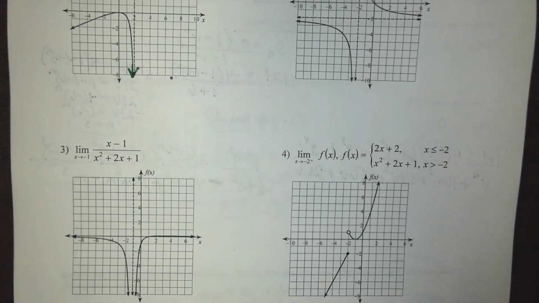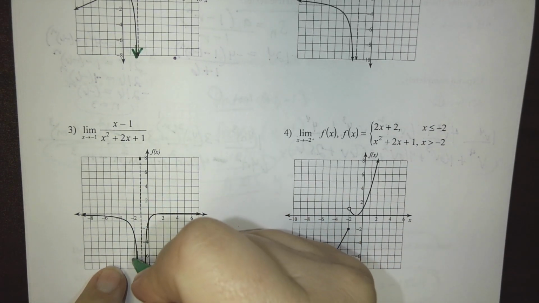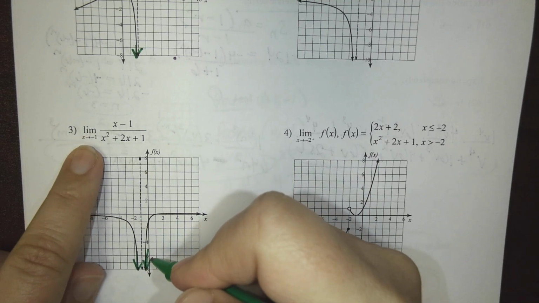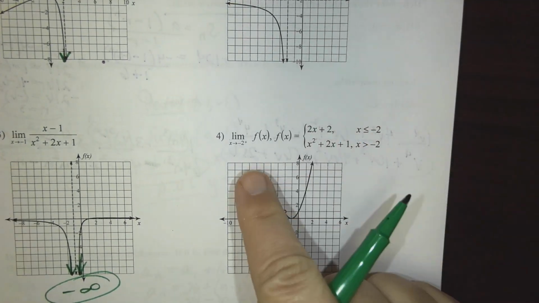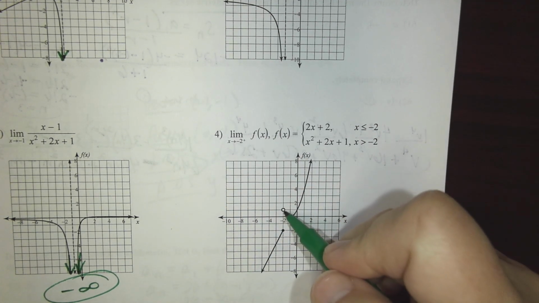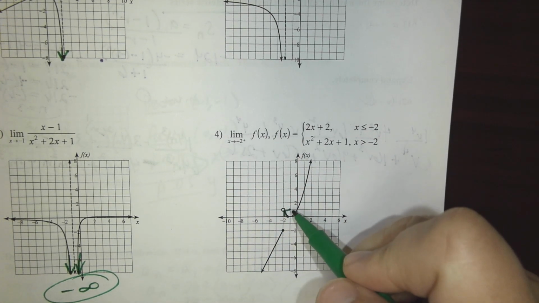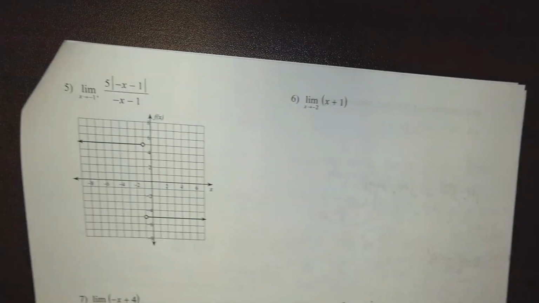This one is approaching negative 1, which is an asymptote from both sides because it doesn't have a symbol. That's negative infinity. This one wants you approaching negative 2 from just the right side, so that would be this. And that y value is 1. So pretty easy to read graphs.